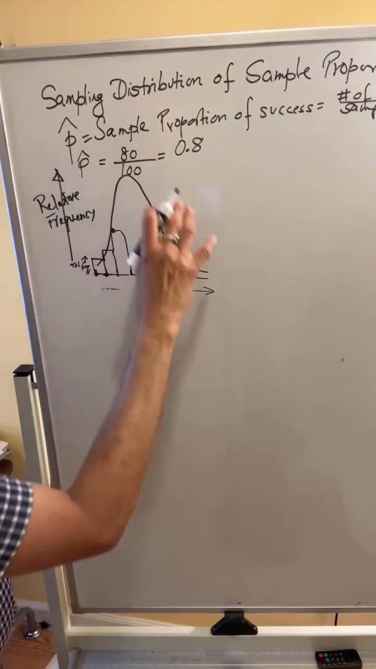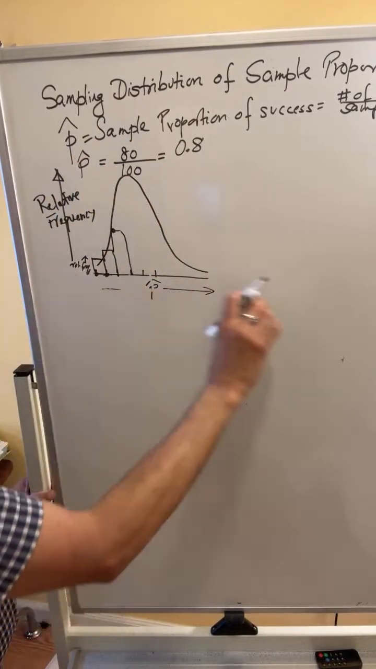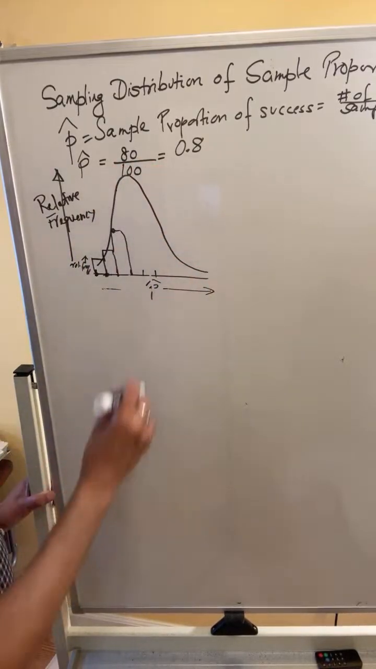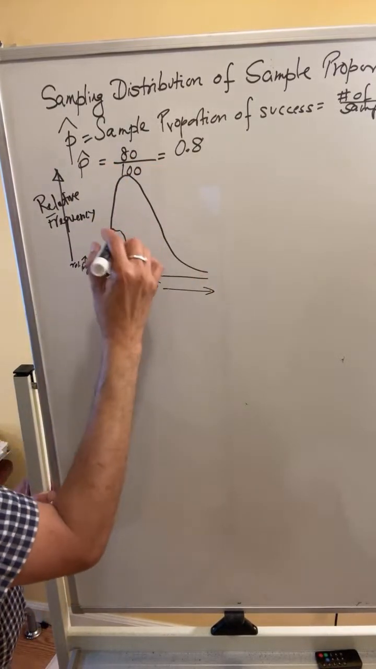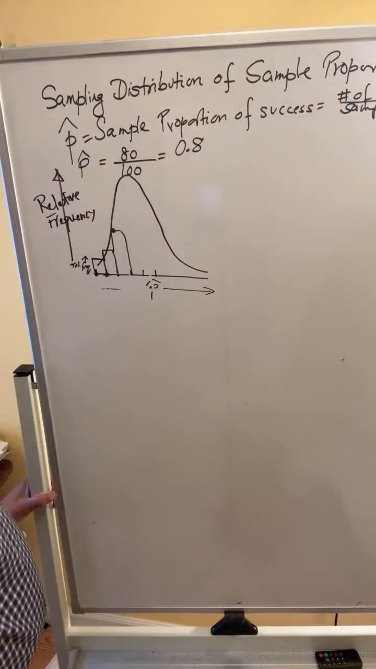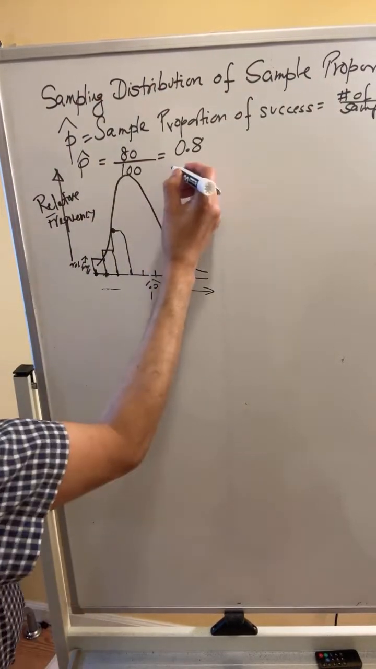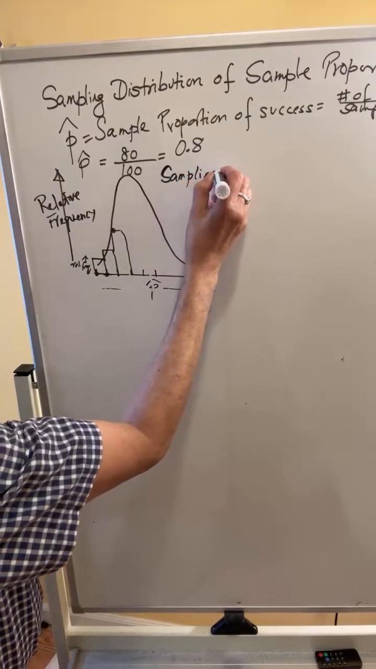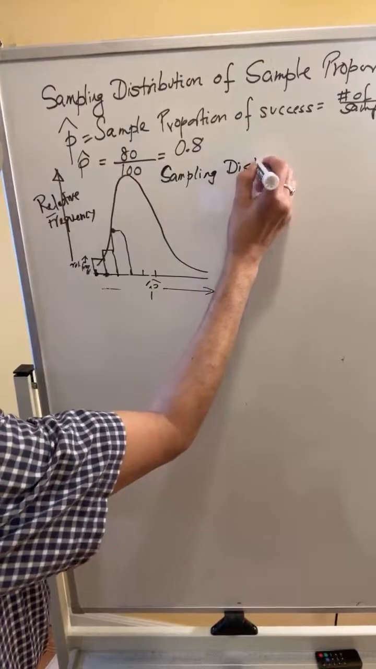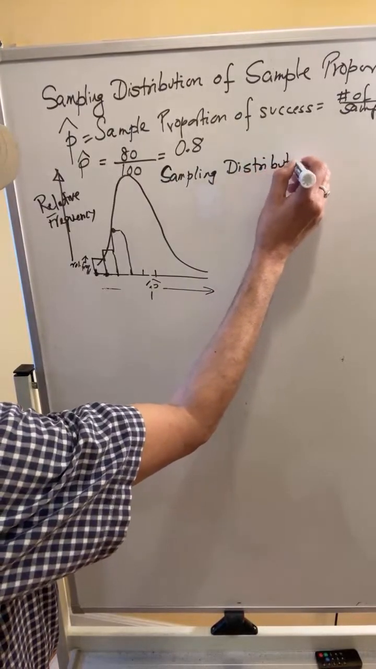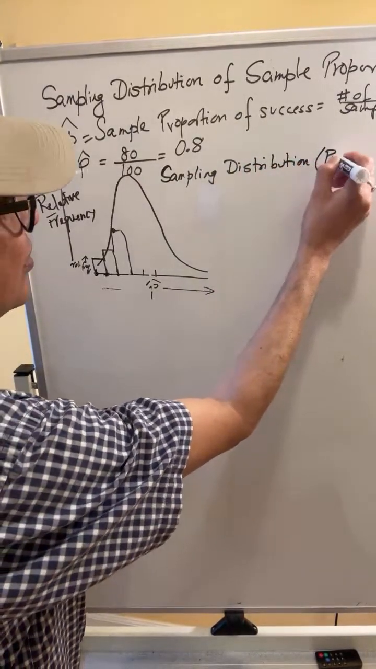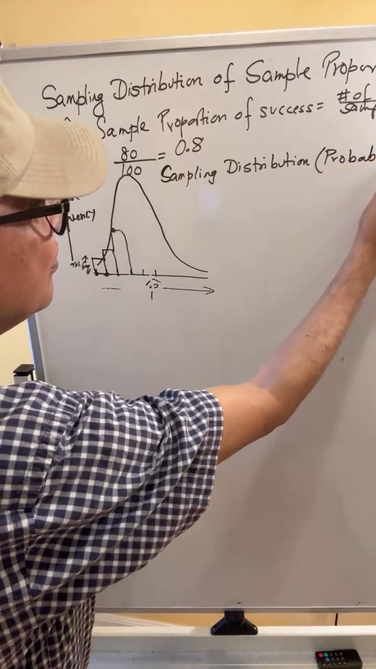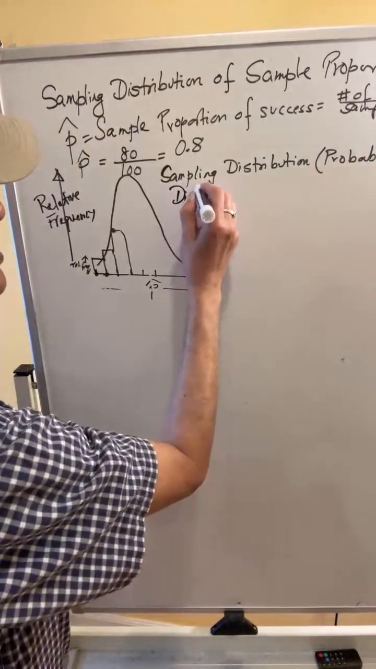Okay, so basically I have relative frequency on the vertical axis, p hat value on the horizontal axis. Joining the roofs by a smooth curve, I get a bell-shaped distribution, which is called a sampling distribution. This is the sampling distribution. That means nothing but the probability distribution of p hat.